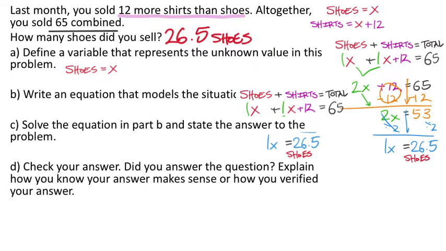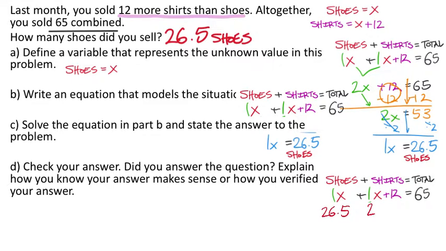And then check your answer. Did you answer the question? Explain how you know your answer makes sense. So to check the answer, shoes is 26.5. I'm going to come back to the equation over here, and now instead of an X, we have 26.5. I'm just replacing the X's with 26.5. Everything else remains. You still have the plus 12, and this still equals 65.